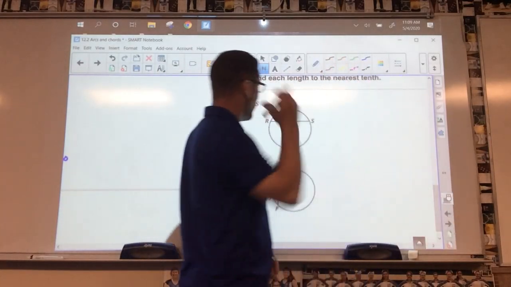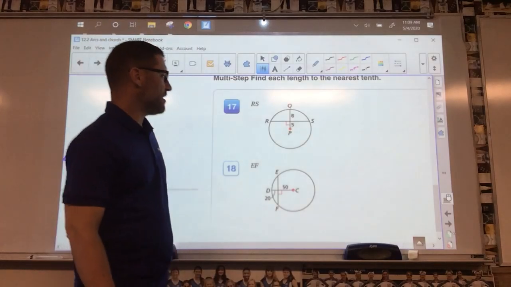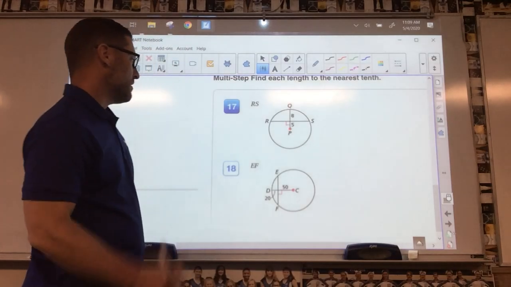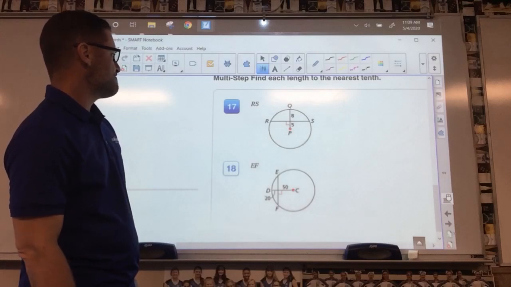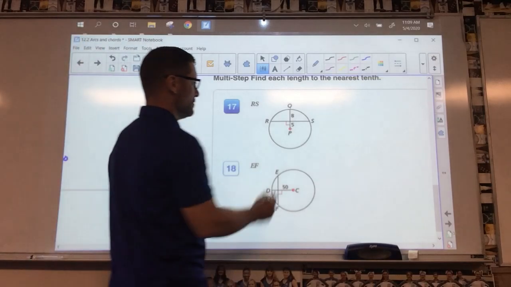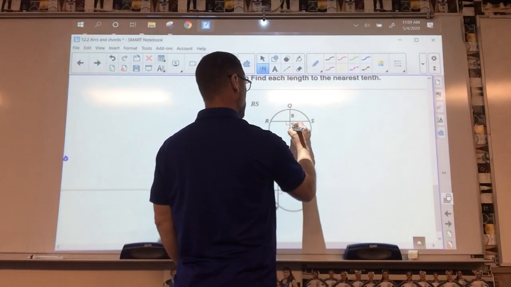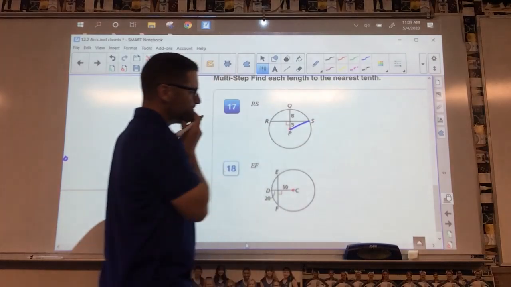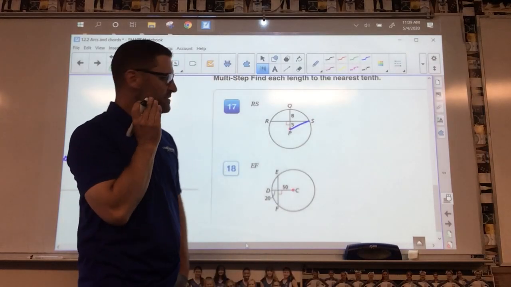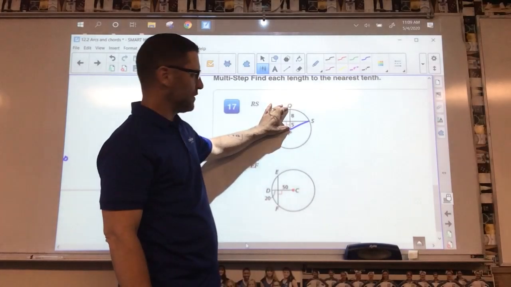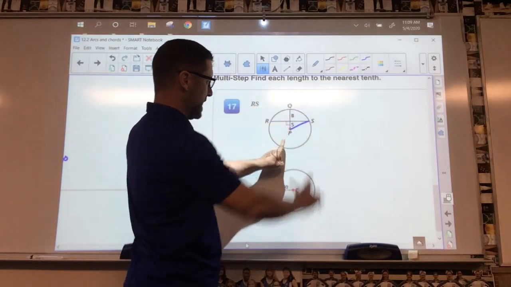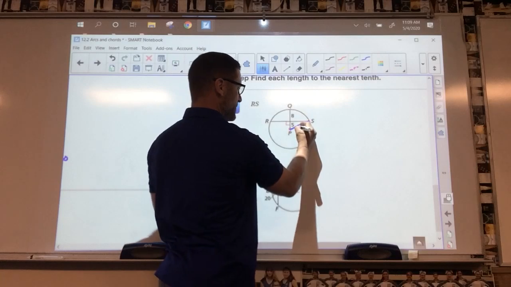Last two problems, multi-step. Find the length to the nearest tenth. It wants R to S, to the nearest tenth. I have a 5 and I have an 8. Well, let me see here. I have a radius drawn in. Well, this radius is 8 plus 5. So this radius right here would be 8 plus 5, or 13.